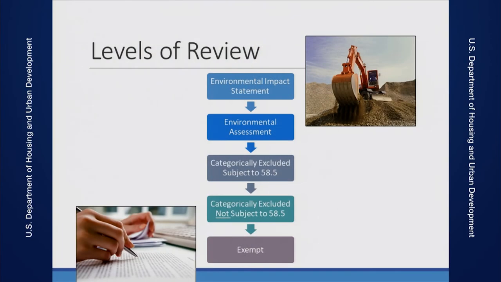Once you have your project description, you can use that to determine the level of review. This is a decision that has to be made by the responsible entity, or HUD under Part 50, although the recipient could make an initial recommendation. From highest to lowest, our levels of review at HUD are the environmental impact statement, environmental assessment, categorically excluded subject to 58.5, categorically excluded not subject to 58.5, and exempt.